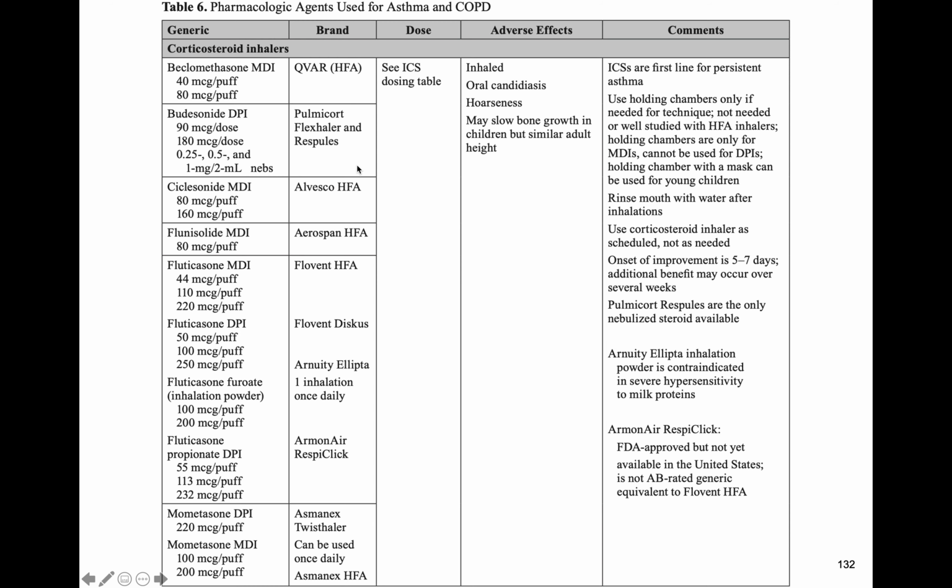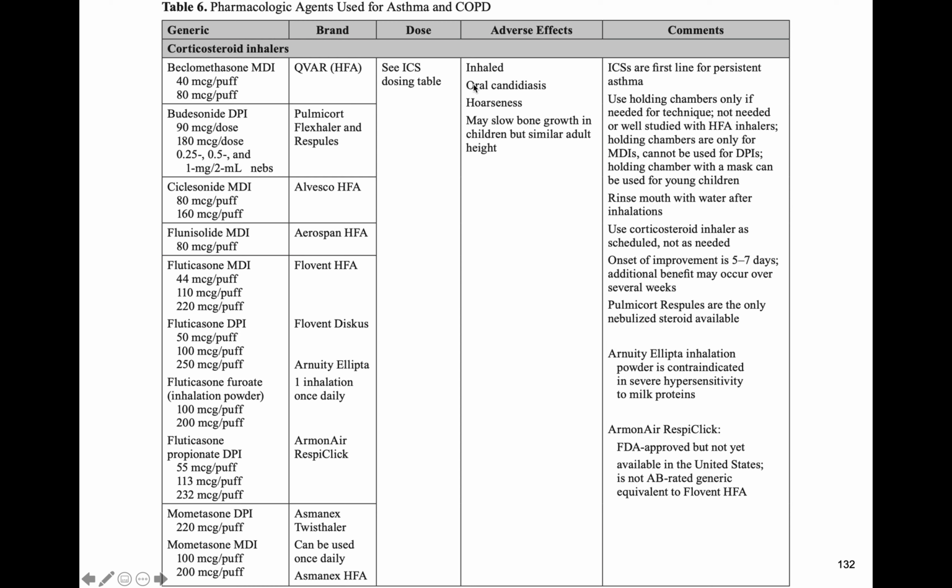These are some of the agents, broken down by class. So these are the inhaled corticosteroids. Is there a difference between any of these? No, there's really not. Again, decision making is driven by insurance coverage. Once you know what drug is covered by the insurance company, then you can determine what dose is appropriate for your patient.